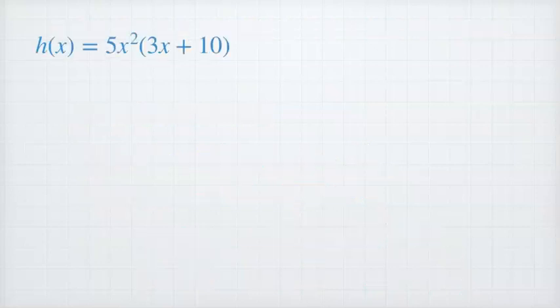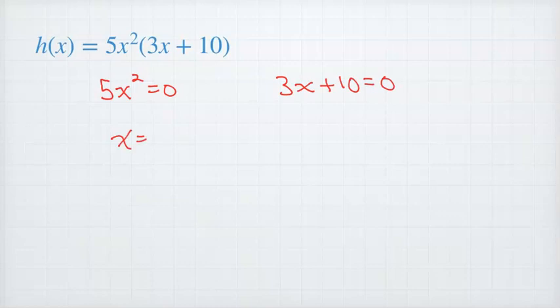Okay, if I'm looking at this, I have 2 things that can make this function equal 0. Either 5x squared equals 0, or 3x plus 10 equals 0. If 5x squared equals 0, then x has to equal 0. If 3x plus 10 equals 0, then x has to equal negative 10 thirds if I solve that equation out.